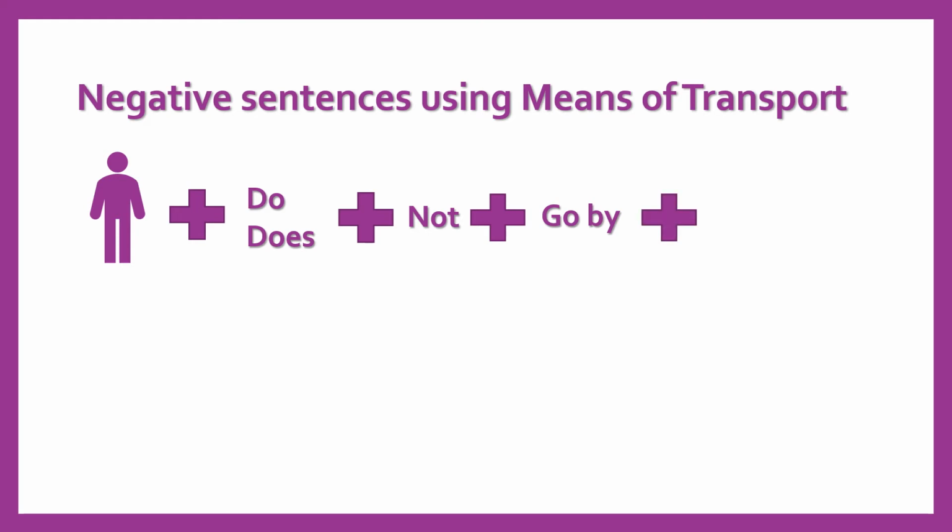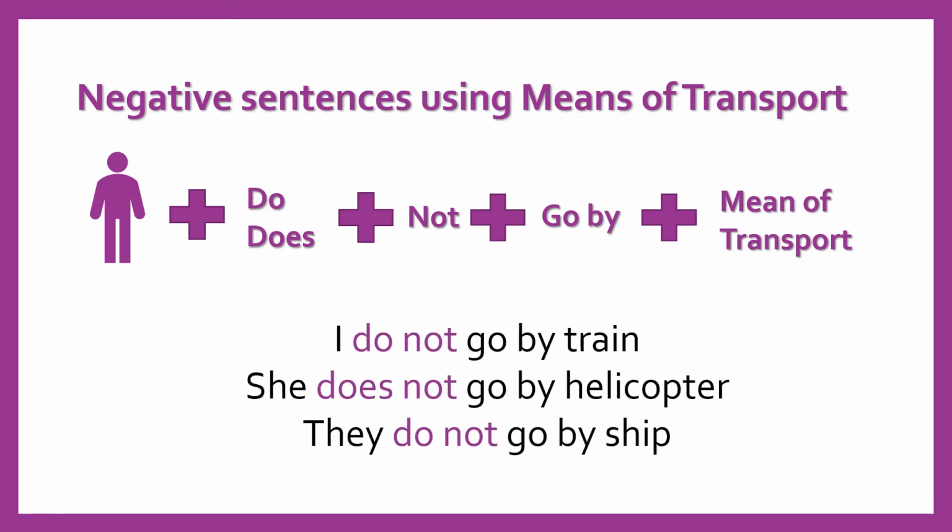And finally, we need to use any mean of transport. So we have sentences like the following. I do not go by train. Yo no voy en tren. She does not go by helicopter. Ella no va en helicóptero. They do not go by ship. Ellos no van en barco.